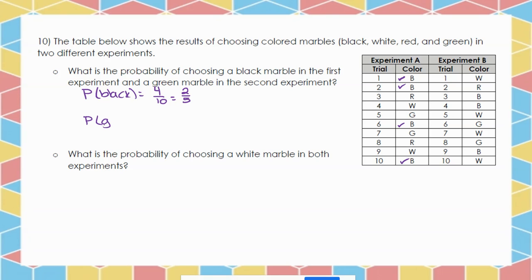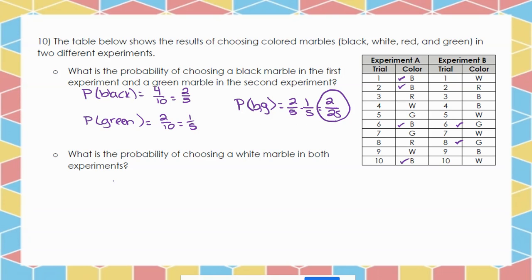Then we want to look at the probability of choosing green in the second experiment. Well, when I look here, that occurs 1, 2 times out of 10, and 2/10 simplifies to 1/5. So the probability of black, then green, is going to be 2/5 times 1/5. 2 times 1 is 2, and 5 times 5 is 25. So this probability is 2/25.